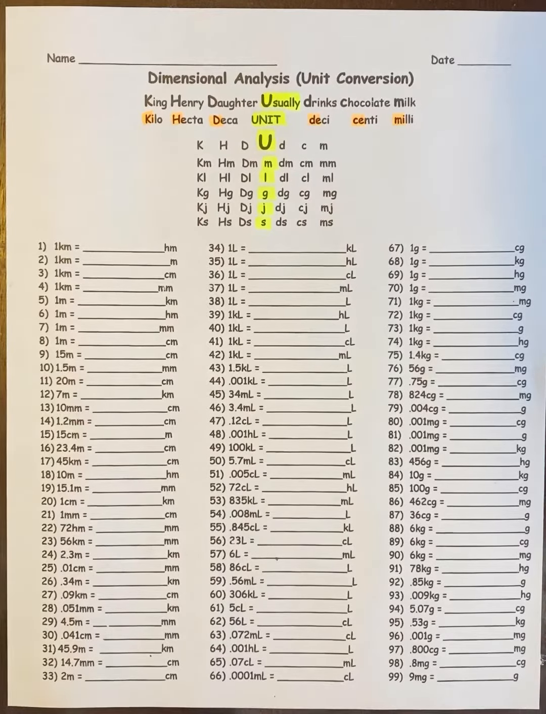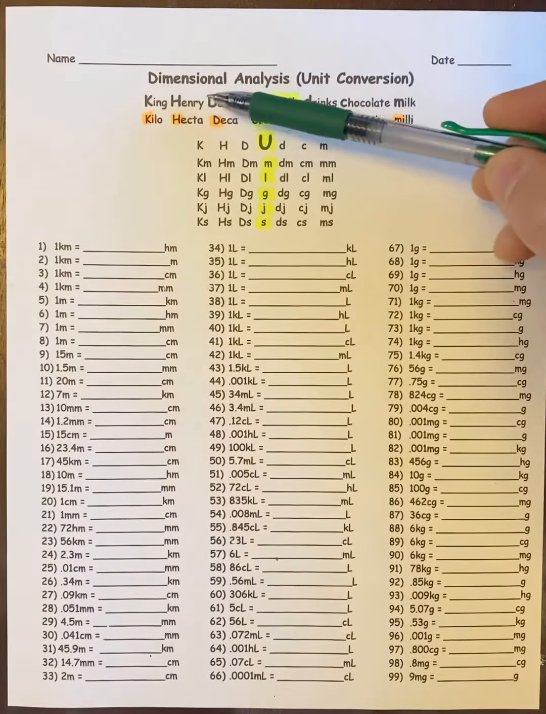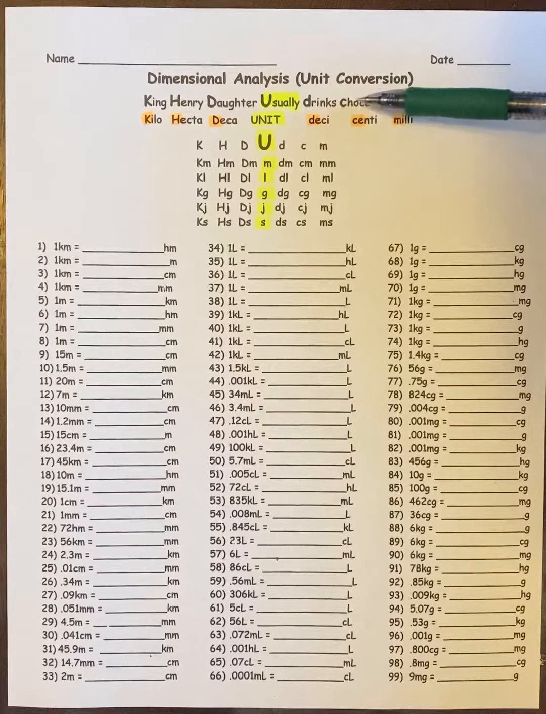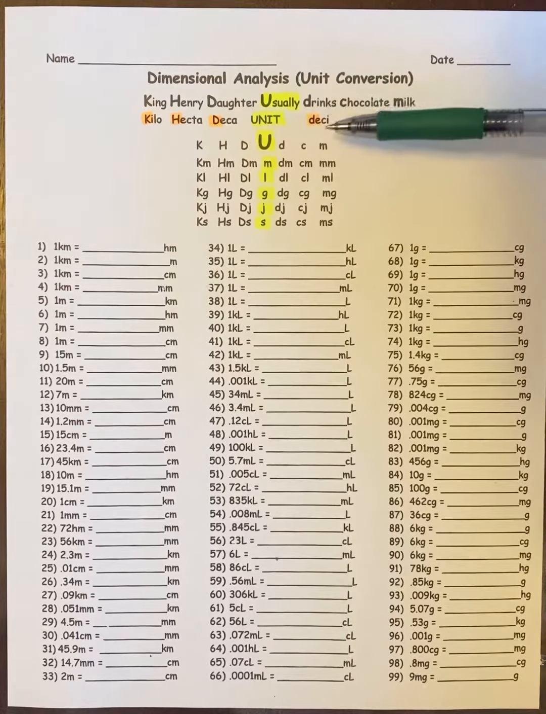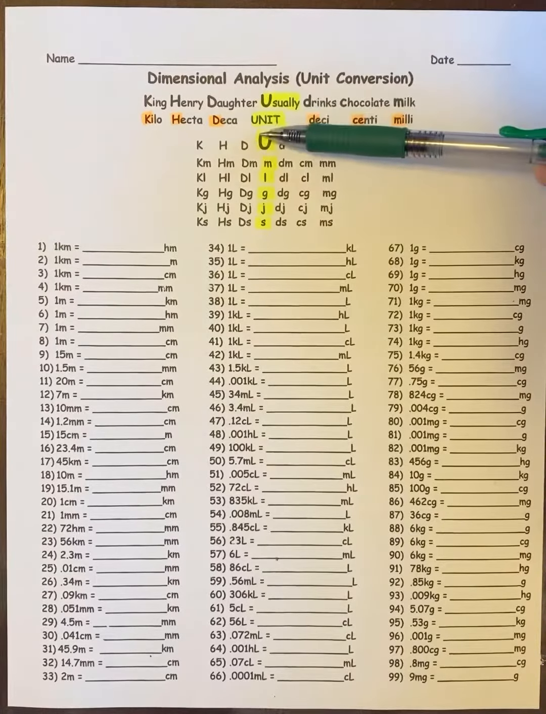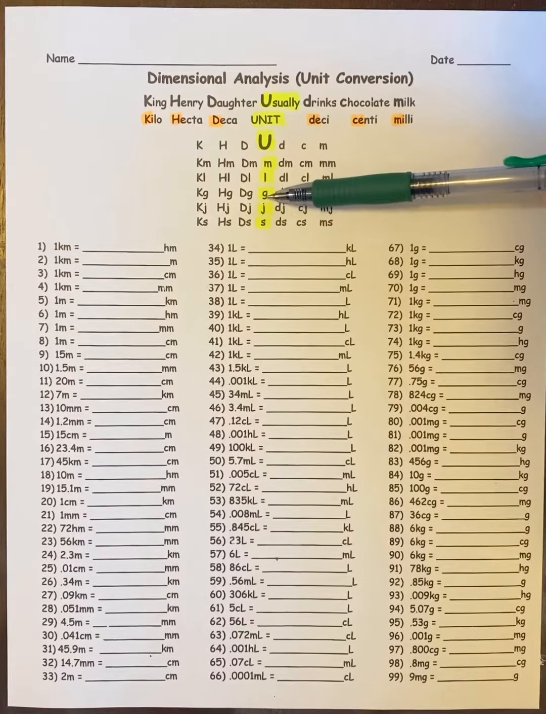In this video, we are going to go over some practice problems using our unit conversion saying. So the saying is, King Henry's daughter usually drinks chocolate milk. What it means: kilo, hecta, deca. The unit. Deci, centi, milli. The unit could be a meter, a liter, a gram, a joule, a second. There could be more, obviously it could be any unit, doesn't matter.